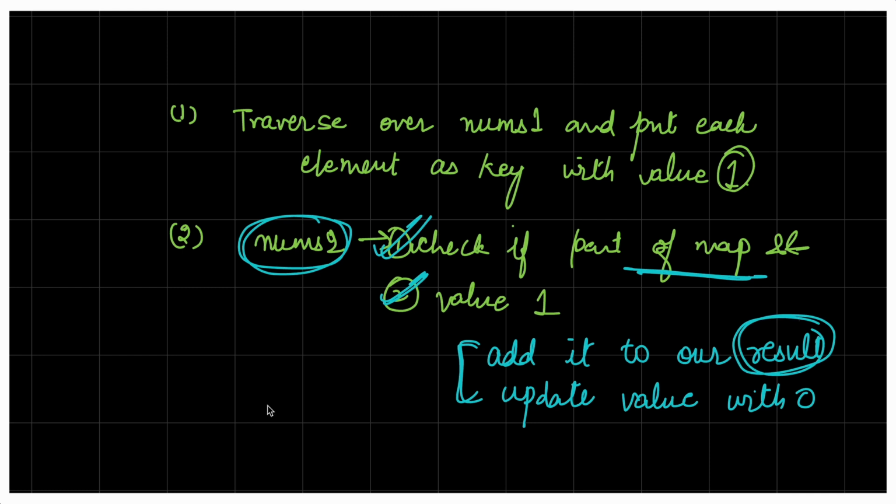So now let's discuss the space and the time complexity. Let's say the size of nums1 is n and the size of nums2 is m. So we are traversing both the arrays, so the time complexity is going to be O of n plus m, and the space complexity is going to be, we'll see what will be the space complexity. So let's go and code it.